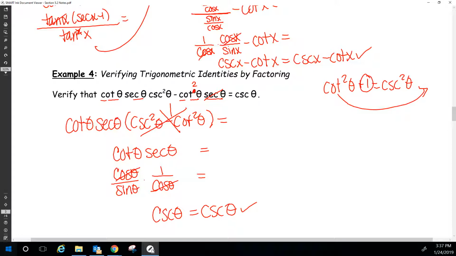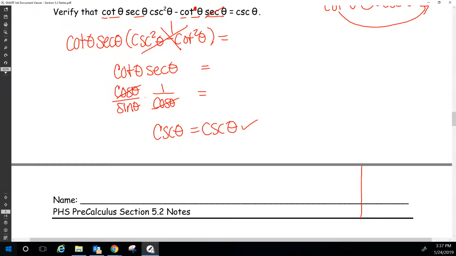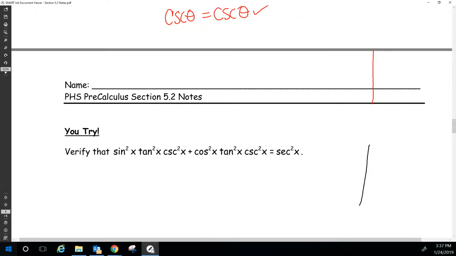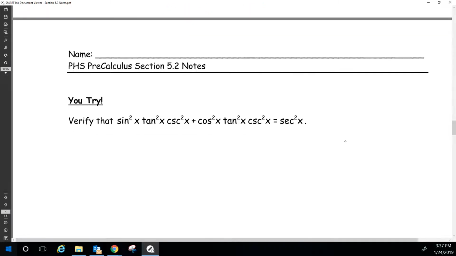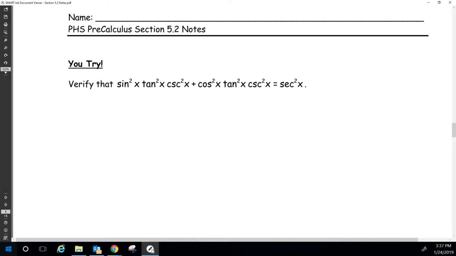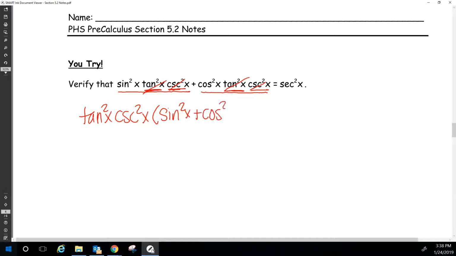All right, let's look at the U try. Again, we're going to do this one by factoring. So looking at these first two terms, between this guy and this guy, what do they have in common? See, they both have a tan squared x and a cosecant squared x. So that's what we'll factor out. Tan squared x, cosecant squared x. What we're left with over here is sine squared x. And in our second term, we just have cosine squared x.